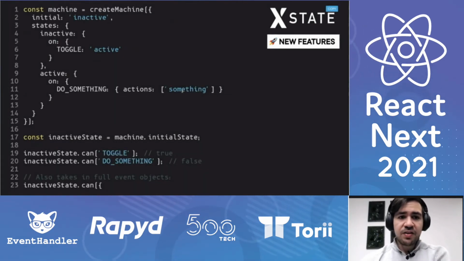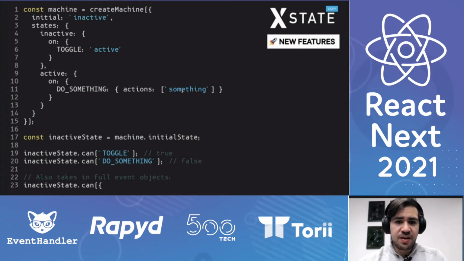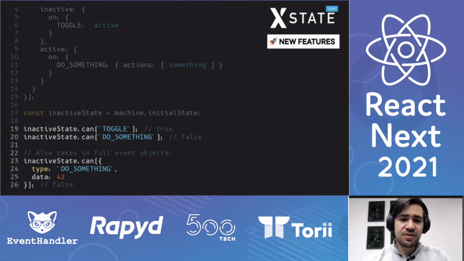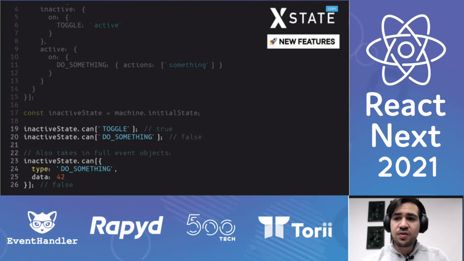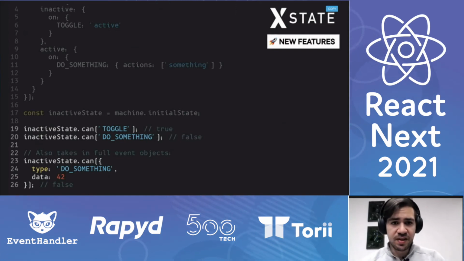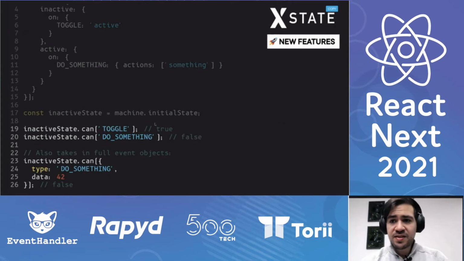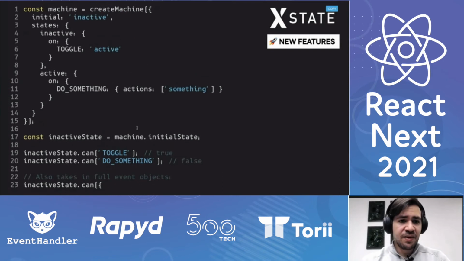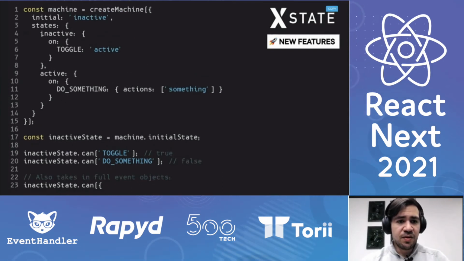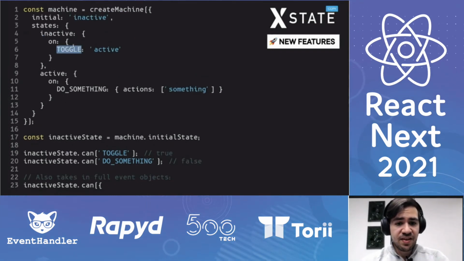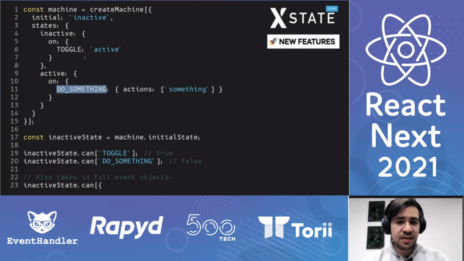All right, so another new feature which actually came out pretty recently is state.can. So state.can allows you to see, if I send this event to the state machine, is it going to cause a transition? So is it going to cause the state to change or actions to fire or something like that? And so this is something that I actually wish that all state management libraries had, because, for example, in this state machine, we see that in the inactive state, we can toggle, but we cannot do something.